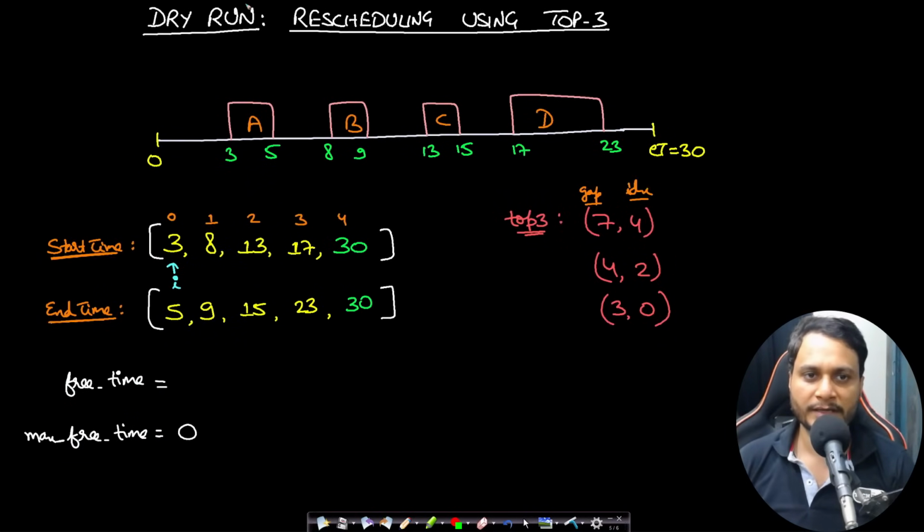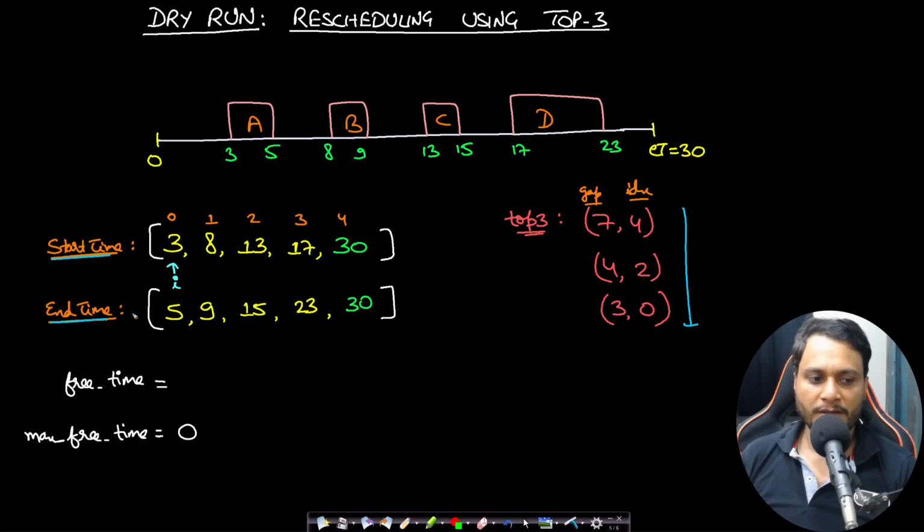Now let's look at the dry run on using the rescheduling with the top 3. So in this case I have taken the same example, and I have the start time, end time. I have also maintained the top 3 here. Okay, now for each of the meetings I will try to do rescheduling, and I will also track the maximum free time. So I'll be starting with the first index, which is index number 0, and in this case the meeting size will be 5 minus 3, which is 2.